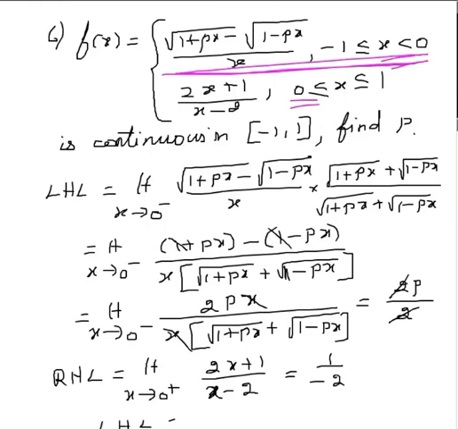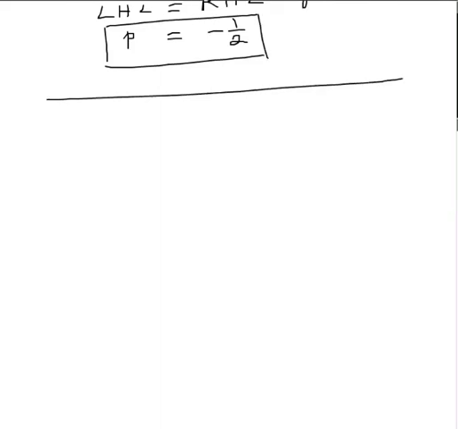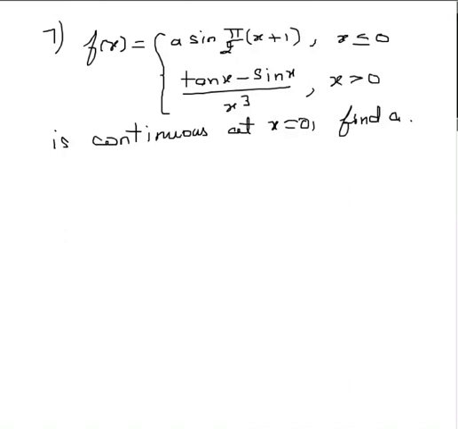The function is continuous, so LHL equals RHL equals f of 0. P is equal to minus half, and f of 0, if you substitute 0 in 2x plus 1 by x minus 2, you also get minus half. So P's answer is minus half.